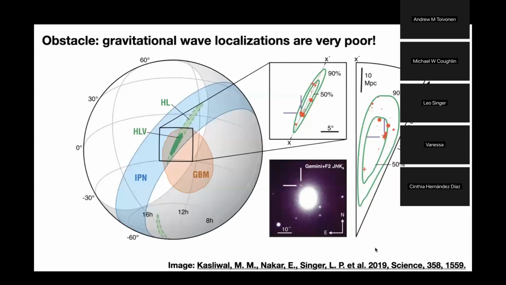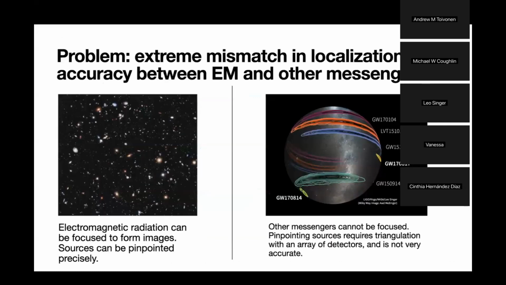So having this network of gravitational wave detectors allows us to triangulate the positions of the sources of these signals, which in turn allows us to point telescopes and try to find counterparts. But there's a very serious obstacle to finding the positions of these counterparts: there is a very, very large mismatch between the resolution that we get with typical optical telescopes versus the localization uncertainty.